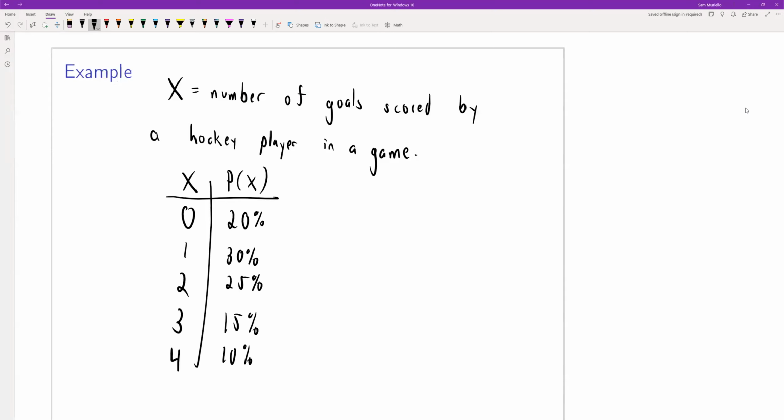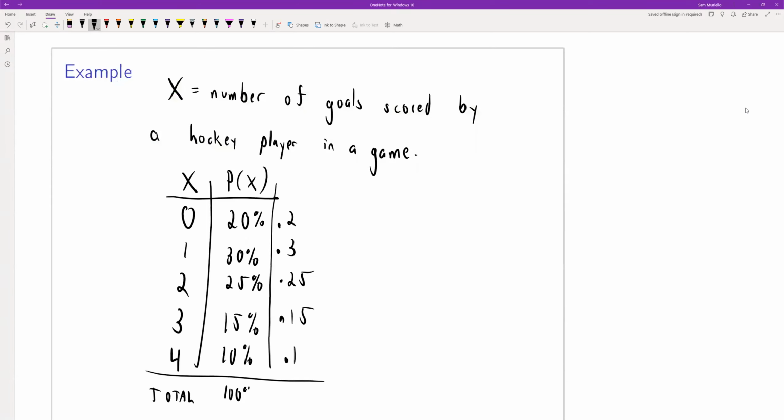Notice that everything adds up to 1. We could have similarly put a 0.2, 0.3, 0.25, 0.15, and 0.1. This would have worked just as well. It's okay to put it as a percent or as a decimal. In either case, the total will be 100% here, or alternatively, 1 over here.